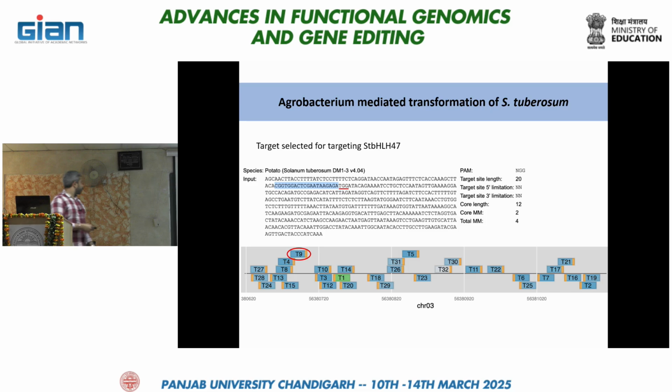Okay, so is this part recognizable? It was in the CCTop tool. For StBHLH47, we identified the potential target, and using CCTop we obtained a numerous amount of targets which we can select. We selected this target, target 9 according to the tool, and it has this NGG here as we are talking about Streptococcus pyogenes. So the PAM here is NGG.